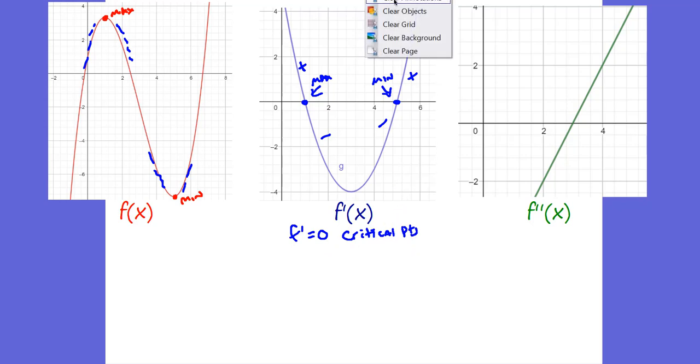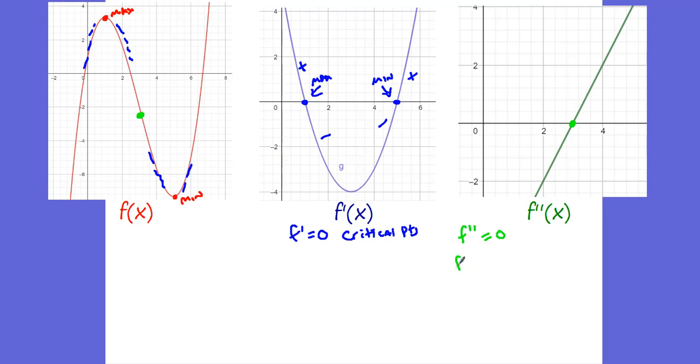Now we're going to do our second derivative test. If we take a look at our second derivative, when we set that equal to 0, what happens? Well, we get this point right here. And this point right here at about 3 or so is this point right about here on my original graph. Now, what is this telling us?